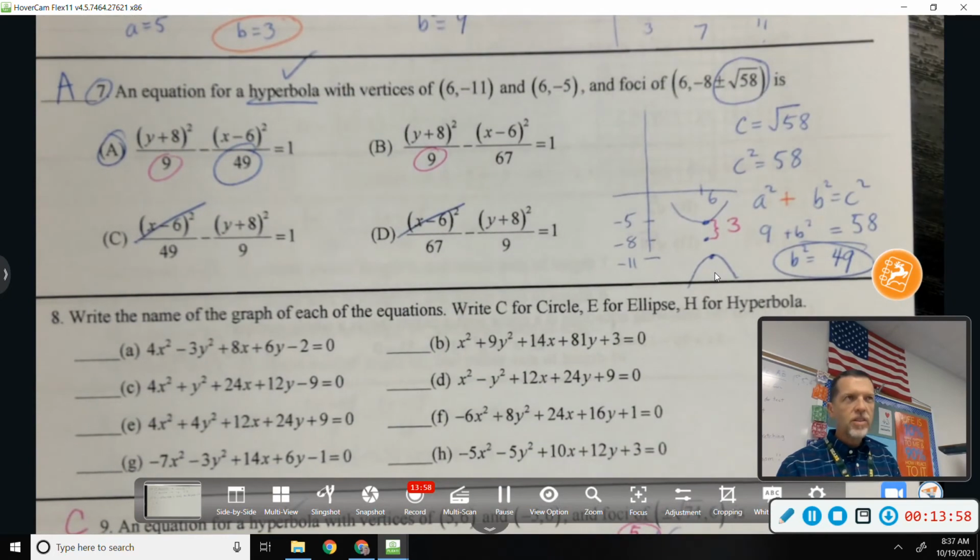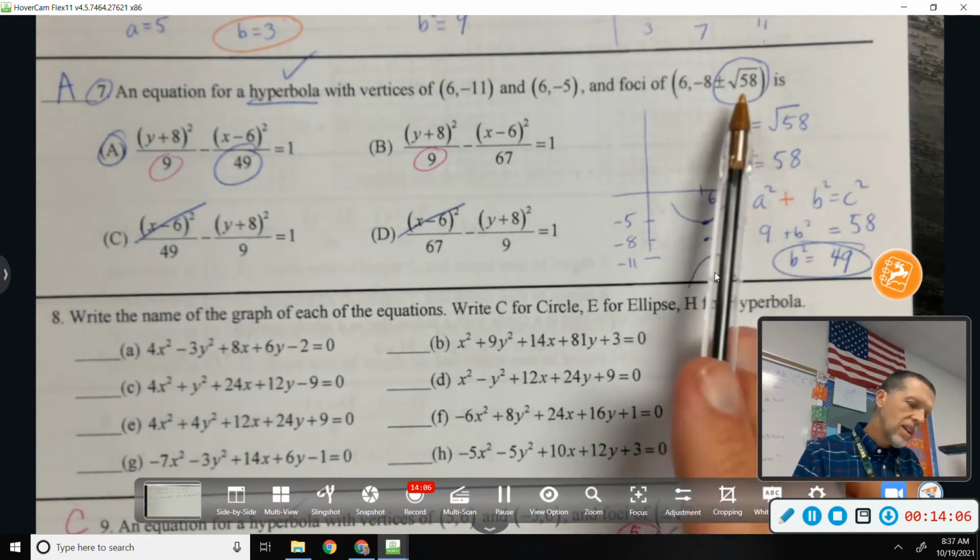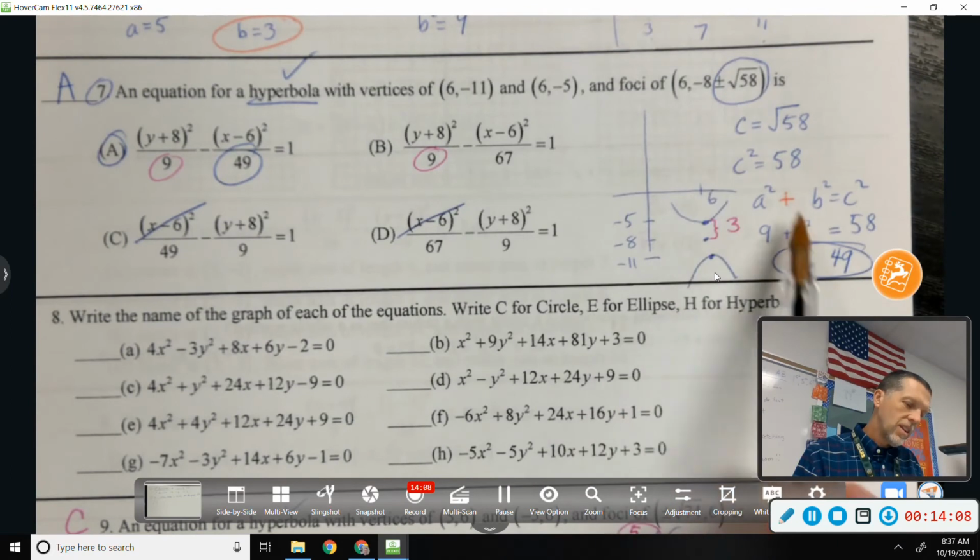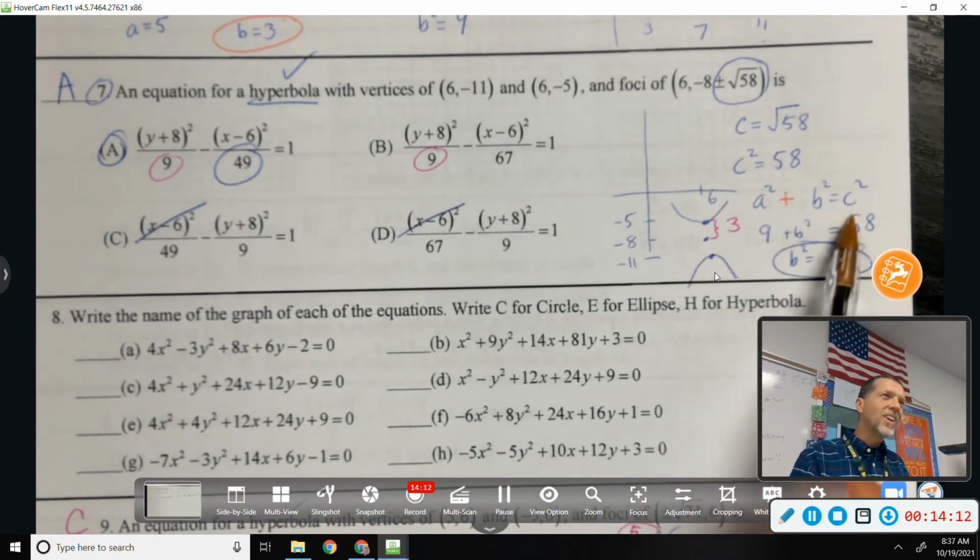Other questions? Ty? When you do plus or minus, when you're doing C squared, B squared. Say that again? How do you know when to do plus or minus for that one? For this A squared, B squared, C squared.